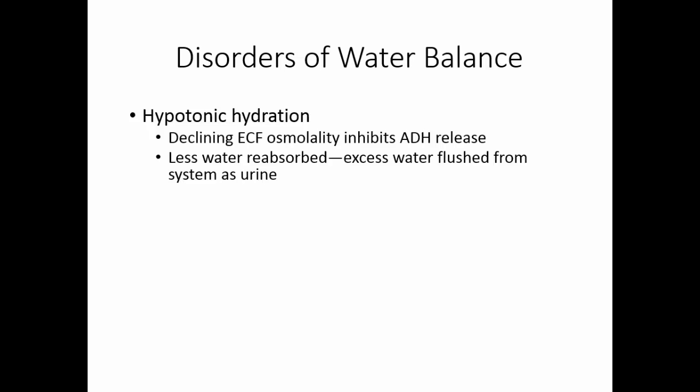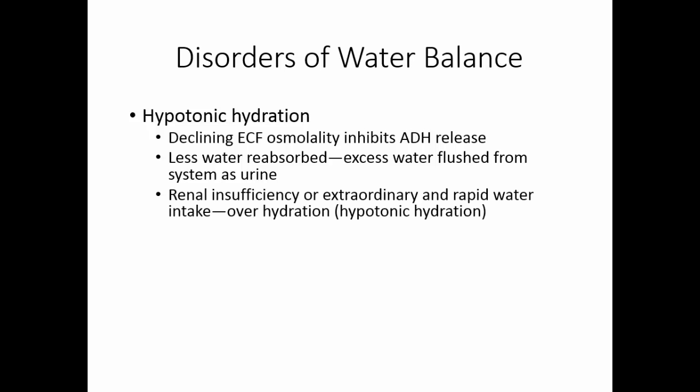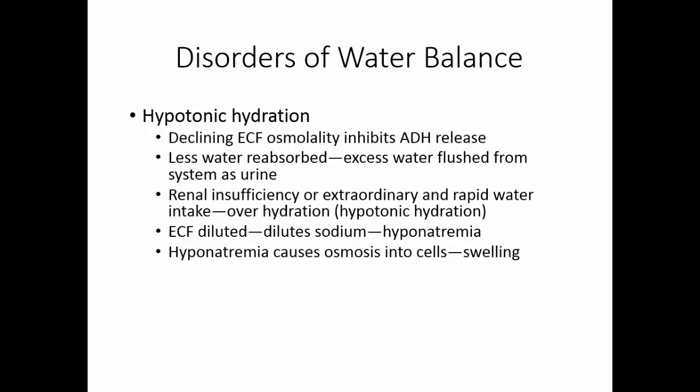This means that less water is reabsorbed and allows excess water to flush from the system as urine. In renal insufficiency, or if there is an extraordinary and rapid water intake, you can overhydrate. This is called hypotonic hydration. This means that the ECF is diluted. As the ECF is diluted, that dilutes the sodium, so you have hyponatremia, low sodium levels in the ECF.